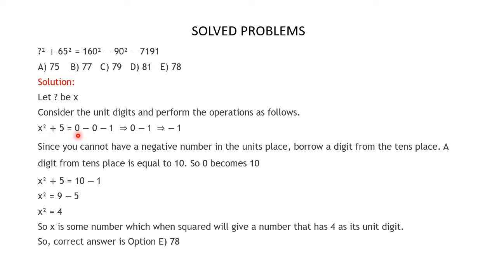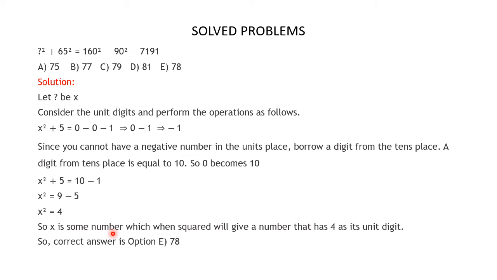So x squared plus 5 is equal to 0 minus 0 minus 1, which is 0 minus 1, which will give the answer as minus 1. Since you cannot have a negative number in the units place, borrow a digit from the tens place. A digit from tens place is equal to 10. So this 0 becomes 10. 10 minus 1 is 9. So now we have the equation x squared plus 5 is equal to 9, or x squared is equal to 9 minus 5. So x squared is equal to 4.